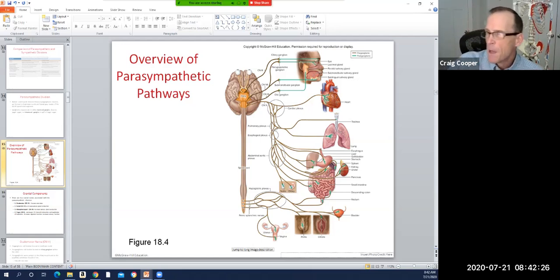So again, for the most part, with the exception of the heart and the lungs, where the effects are inhibitory, most of these other organs that are getting innervated by cranial nerve 10 in particular are going to be excitatory, because the rest and digest part, that's what the parasympathetic does. So we'll kind of look at the sympathetic side next.